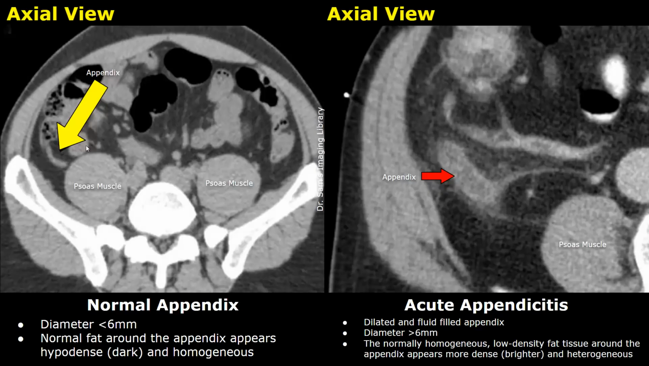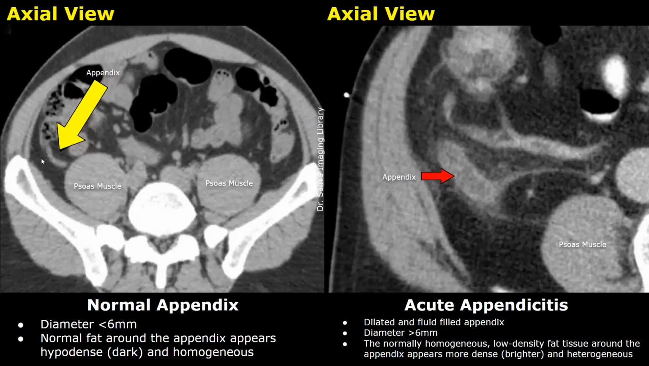On the left side, we have an axial image of the abdomen, showing the appendix in the right lower quadrant. This small tube-shaped structure is the appendix. In normal cases, it will appear thin. The diameter will be less than 6 millimeters approximately. This low density area, the dark area around the appendix, is fat. Normally, fat appears homogeneous and hypodense, that is dark. It appears dark because fat is of low density.